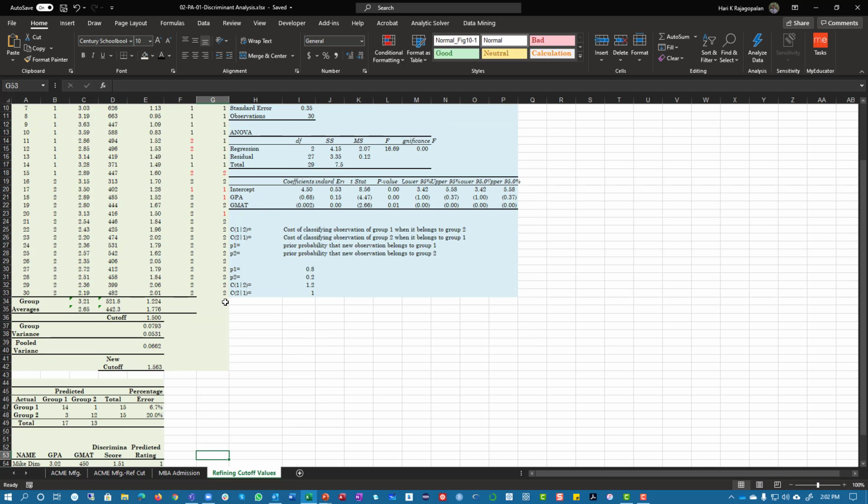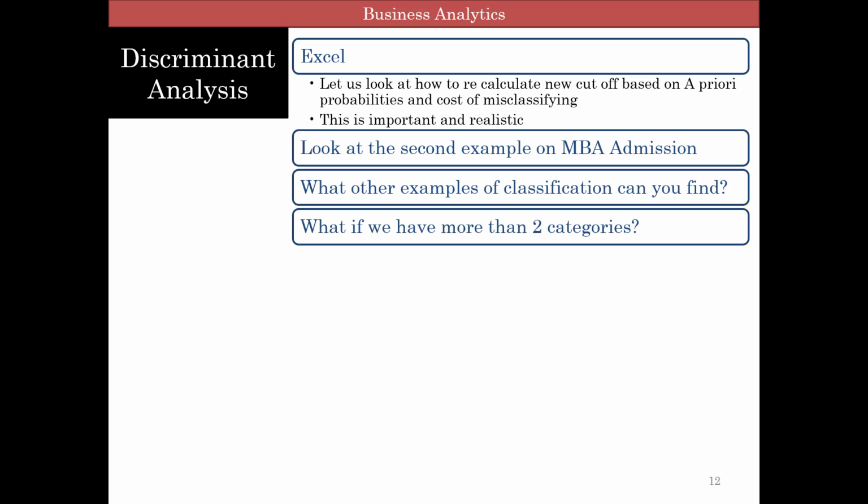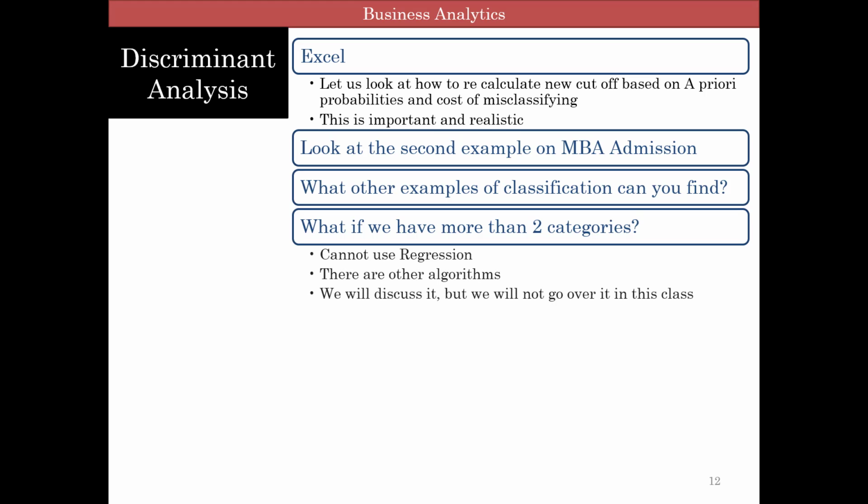You can get into the details, but let's get back to our PowerPoint presentation. We looked at the second example on MBA admissions, and what I would suggest is for you to think about what other examples of classifications you can find in your work environment. The question then is, what if we have more than 2 categories? If we have more than 2 categories, you cannot use regression. But there are other algorithms available in the analytics solver. We'll talk about it, but we won't go over it in this class.